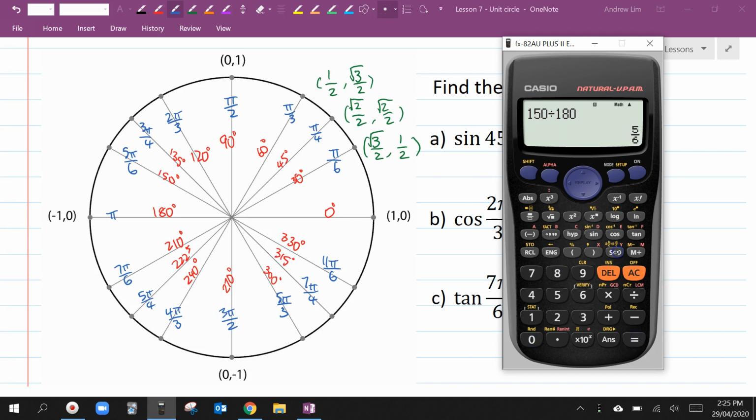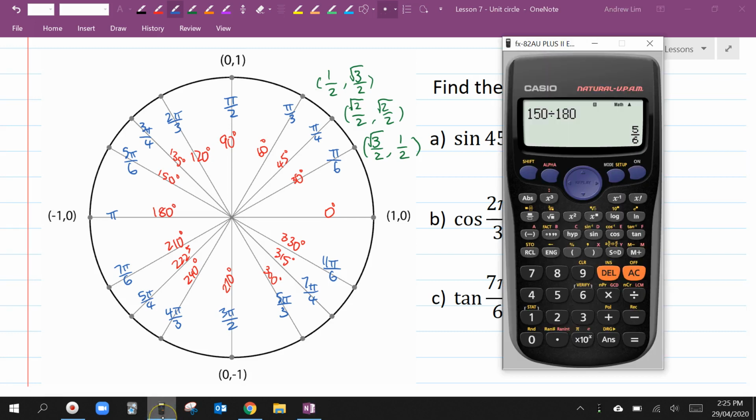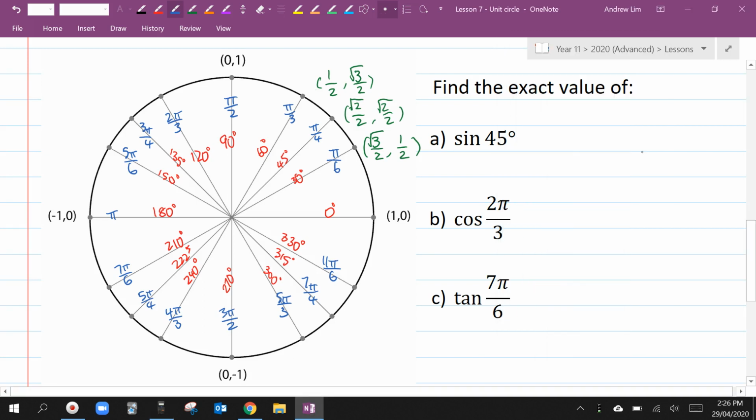And then write it as a fraction. So it's 5 pi on 6. And that's what we've got here. Okay. If we wanted to take 330 degrees, just divide it by 180. Put it as a fraction. It's going to be 11 pi on 6. Okay. So now we fill that all out.